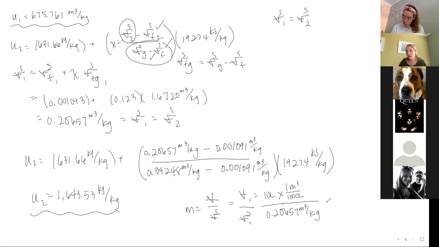0.20657 cubic meters per kilogram, which gives me, finally, sorry, I know we're out of time, I'm trying to hustle, 0.0484 kilograms as our mass.